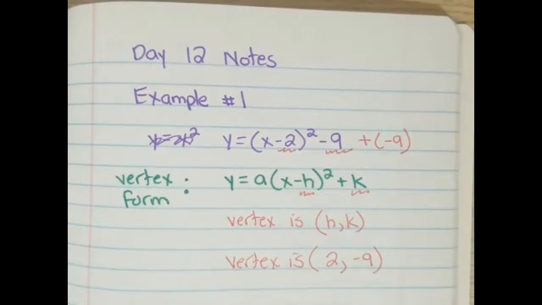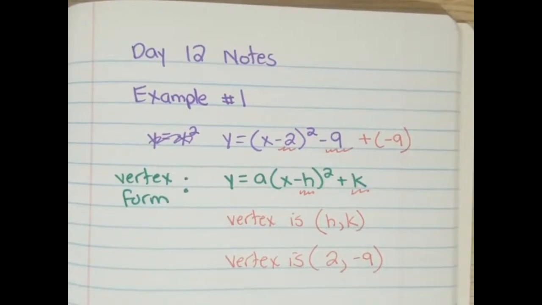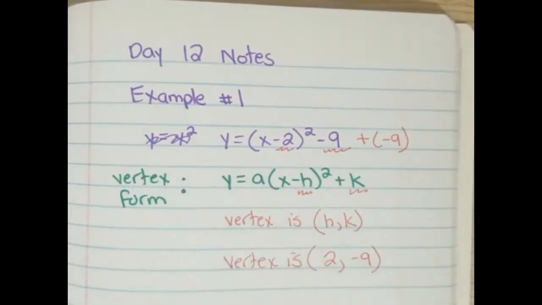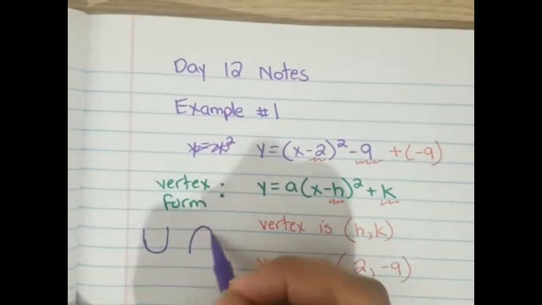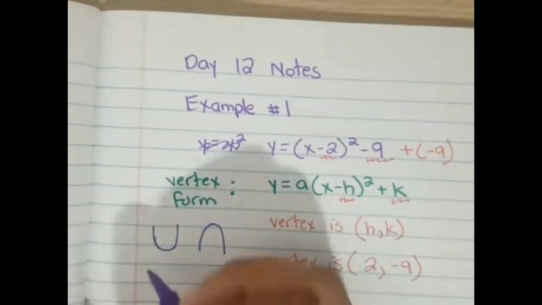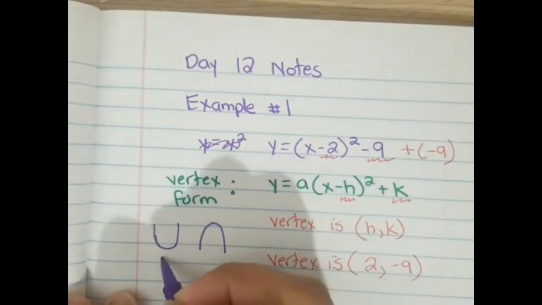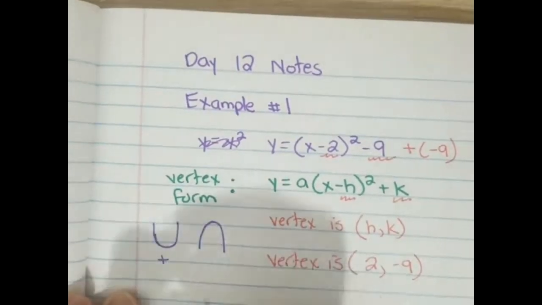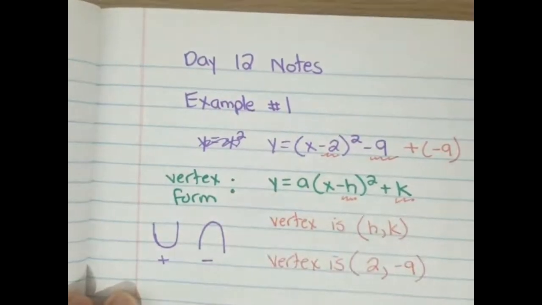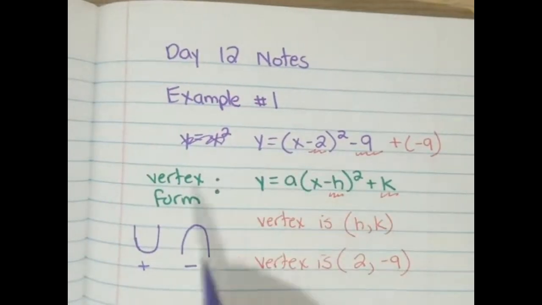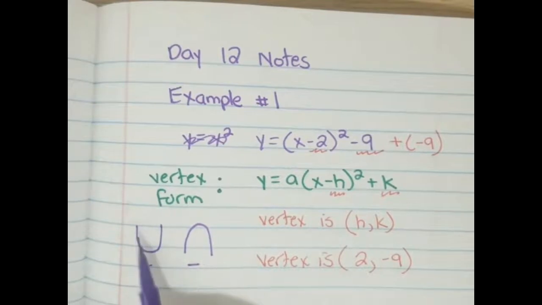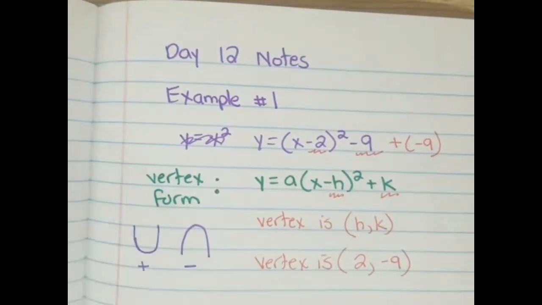Now, I haven't even graphed it in Desmos, but I'm looking at the A value. The A value will give you an idea of whether the graph will be an upward U, or I guess a downward U. We know that if A is positive, it's going to be facing up. If A is negative, it's going to be down. So in this case, we have a positive one in the front. So we know that our graph will look something like this, where it's a U facing up.